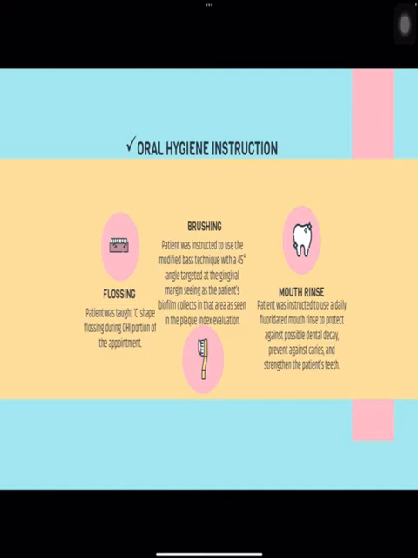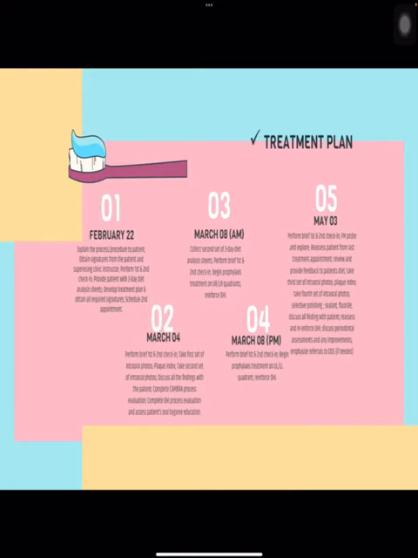For OHI, the patient was taught the C-shaped flossing method because she was currently doing the seesaw method, as well as the modified Bass technique with a 45-degree angle targeted at the gingival margin, seeing as the patient's biofilm collects in these areas seen in the plaque index evaluation. The patient was also recommended to rinse with fluoridated mouth rinse to protect against dental decay and caries, and to strengthen the patient's teeth.